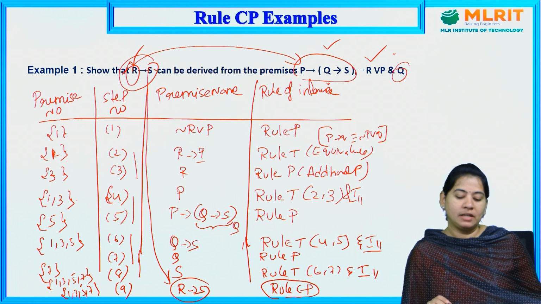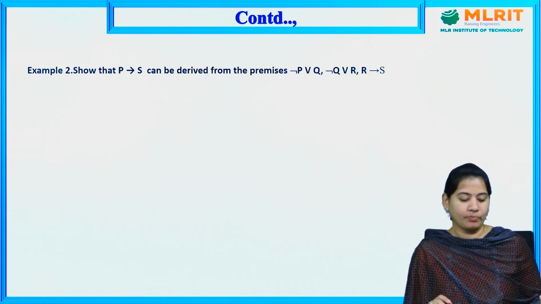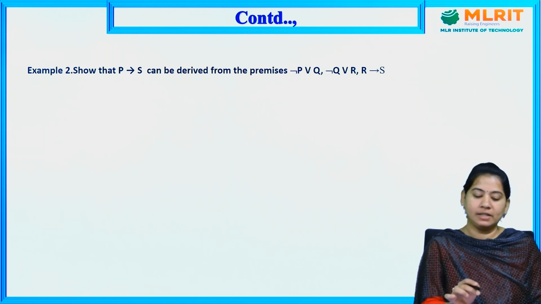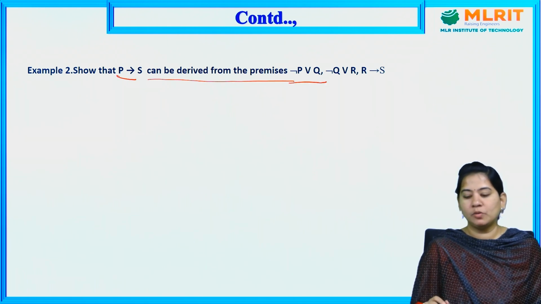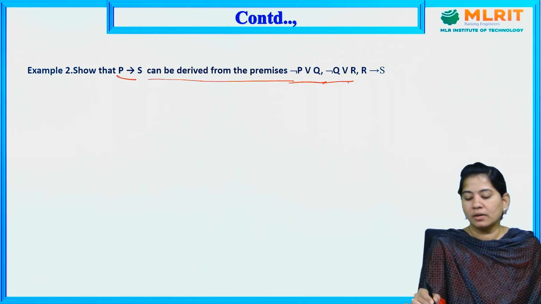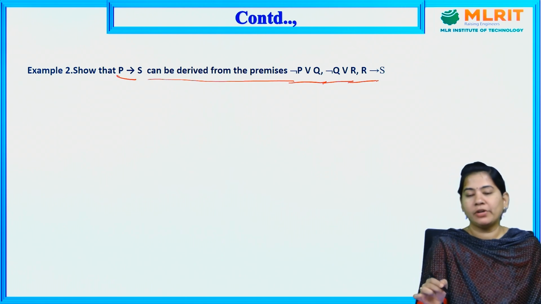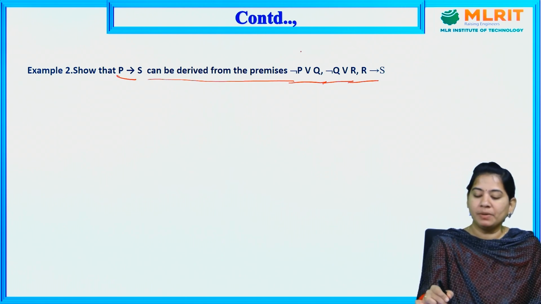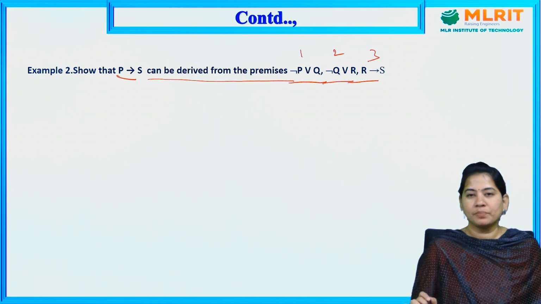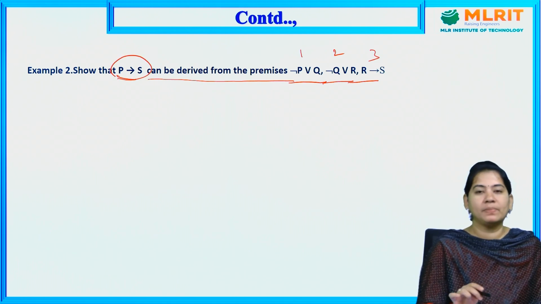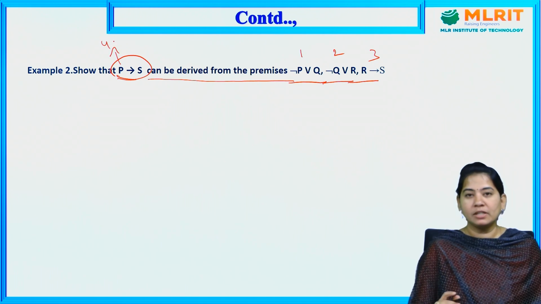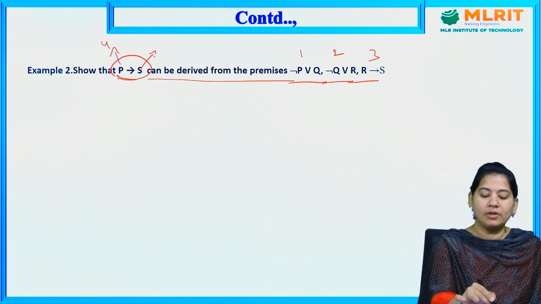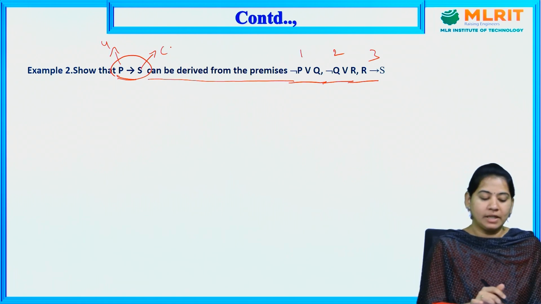So let us see the next problem also. What is the second question? Show that P implies S can be derived from the premises negation P or Q, negation Q or R, R implies S. If you observe in the question, we have three premises, 1, 2, 3. And the conclusion is P implies S. From this, the first statement is also called the premise, that is the fourth premise, and you need to solve until you get S. So let us solve here.